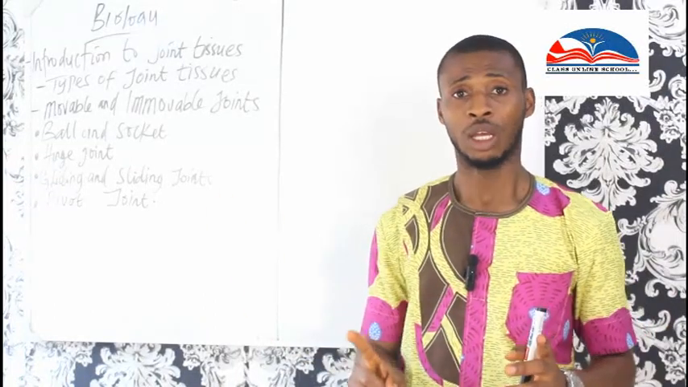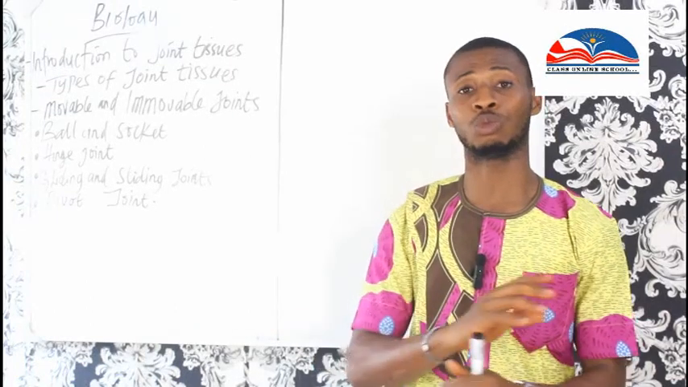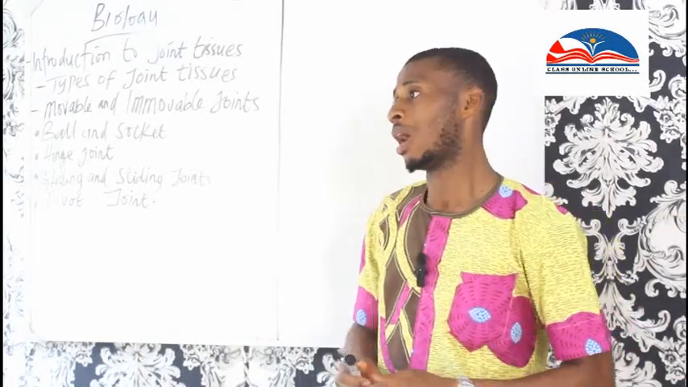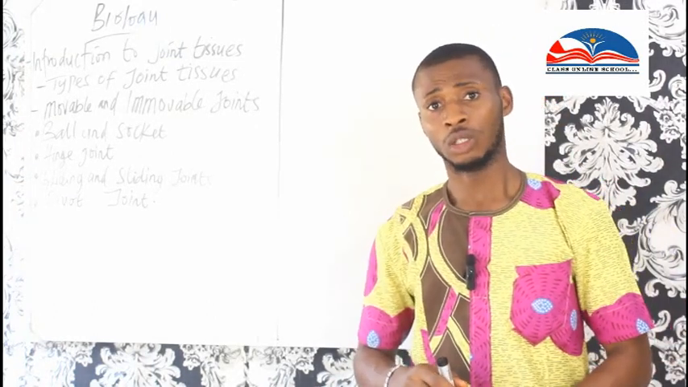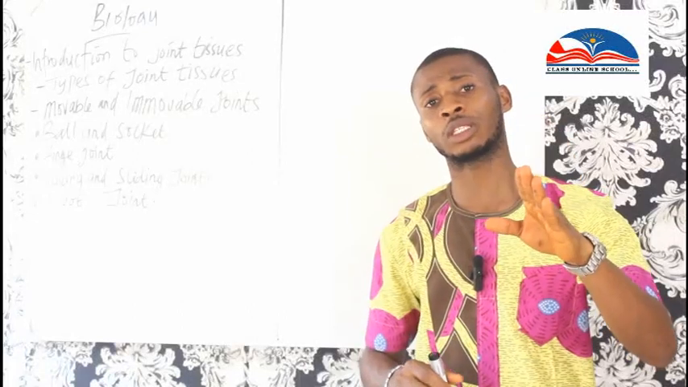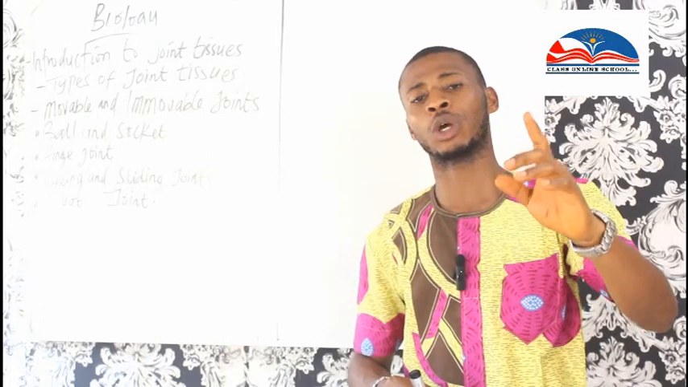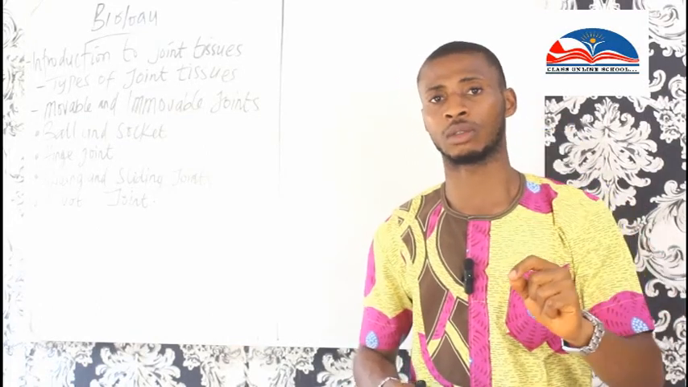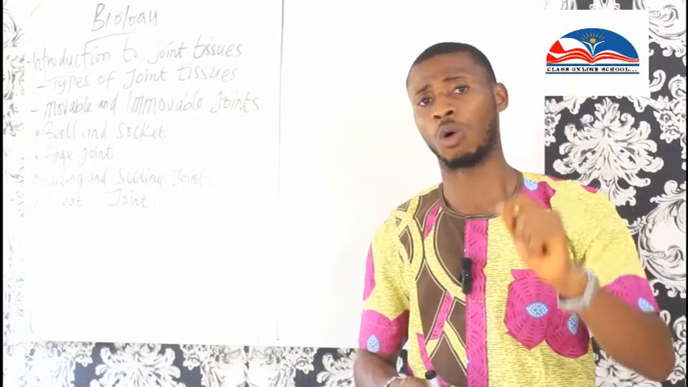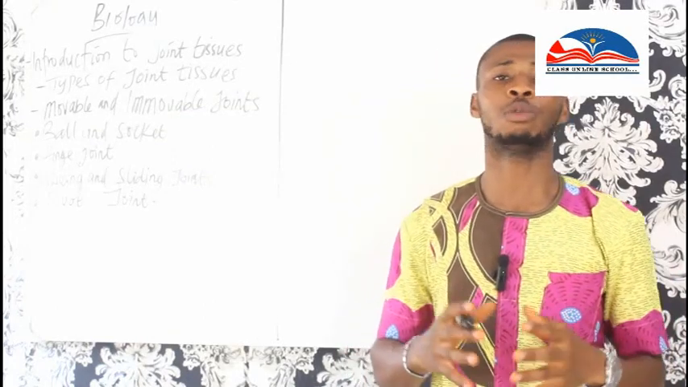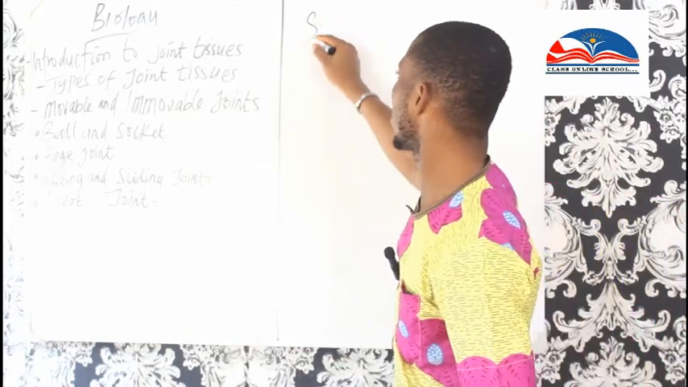Immovable joints are joints that are joined together. They don't move. The place they are found is the same place they stay. They don't shift. Examples of immovable joints: they are found in the skull and at the pelvic girdles. The immovable joints found in the skull are called sutures.